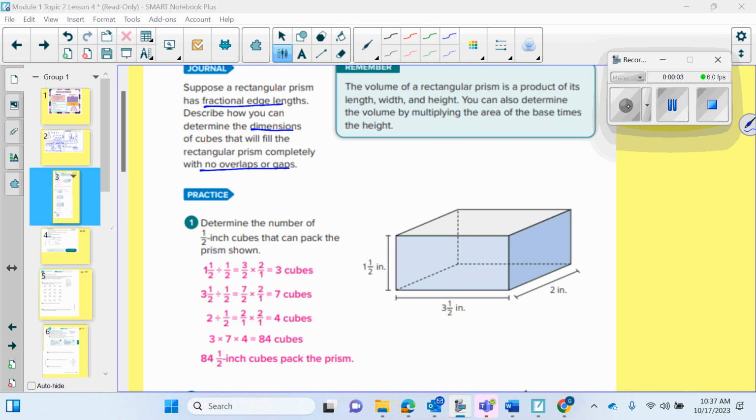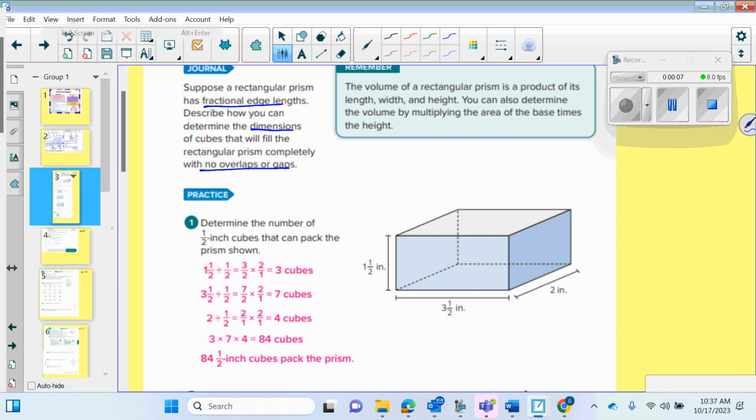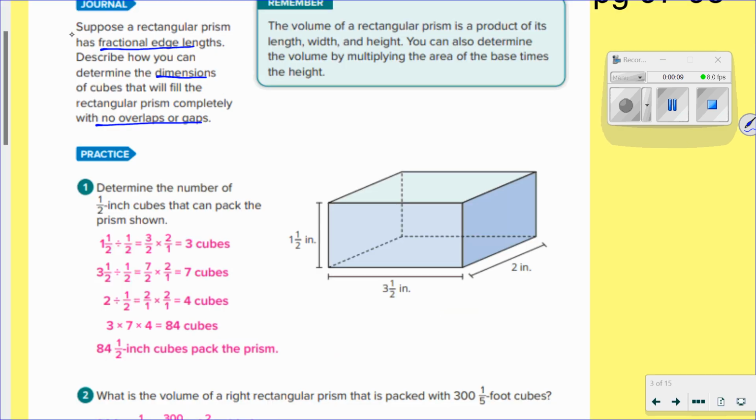Okay, guys, so we're actually going over the homework as part of today's because we're hitting a piece we didn't talk too much about in class. And it's this whole piece on the fractional edge length. Our key here, because I have no overlaps or gaps, I need to figure out what size fractional cube will fit perfectly in all three dimensions.